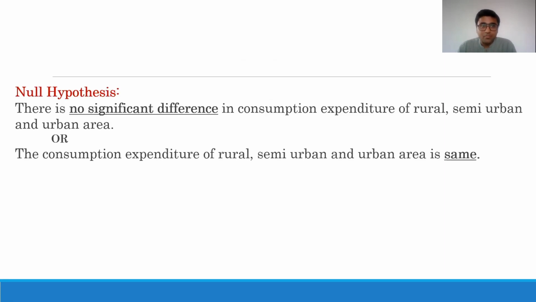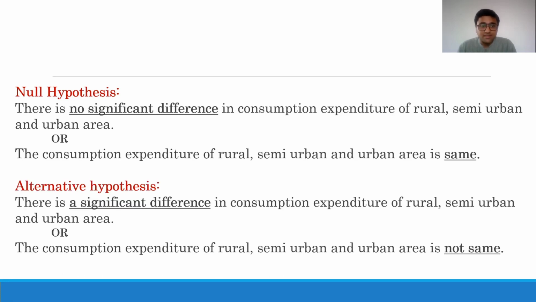Now, what is the null hypothesis in this example? The null hypothesis is there is no significant difference in consumption expenditure of rural, semi-urban and urban area. Or the consumption expenditure of rural, semi-urban and urban area is same. The alternative hypothesis is a significant difference in consumption expenditure of rural, semi-urban and urban area. Or the consumption expenditure of rural, semi-urban and urban area is not same.